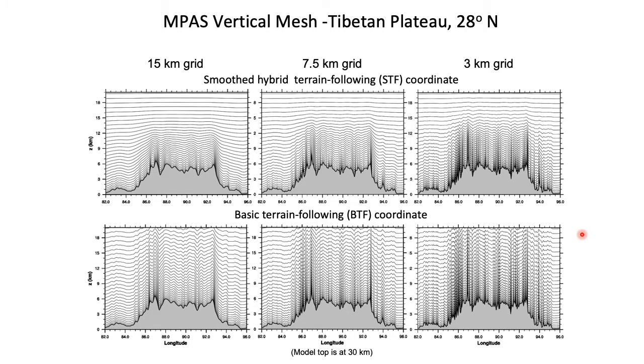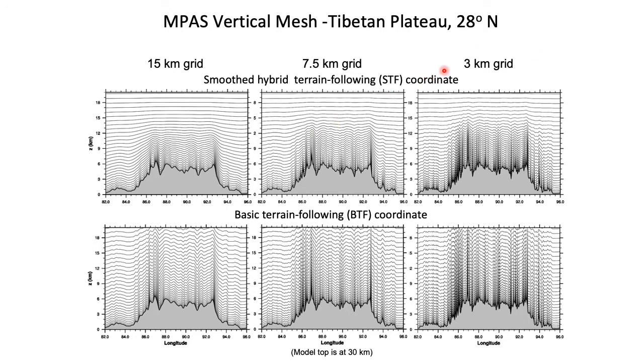Here's an example of a cross-section through the Andes. Mount Everest is the tallest peak on the left side of the domain here in this west to east cross-section. On top, we're looking at our typical formulation for our smooth terrain following coordinate. And you can see the small-scale structure goes away as one goes aloft.